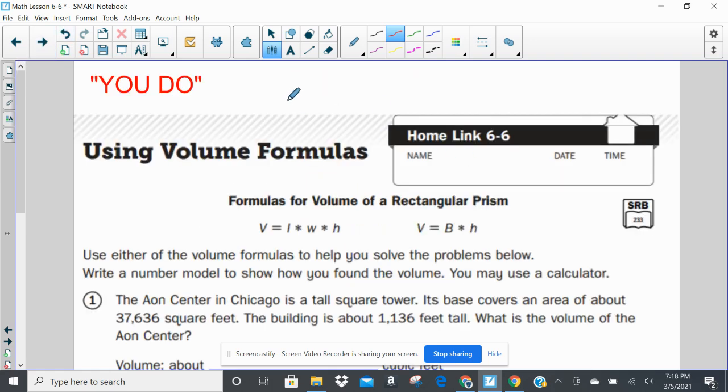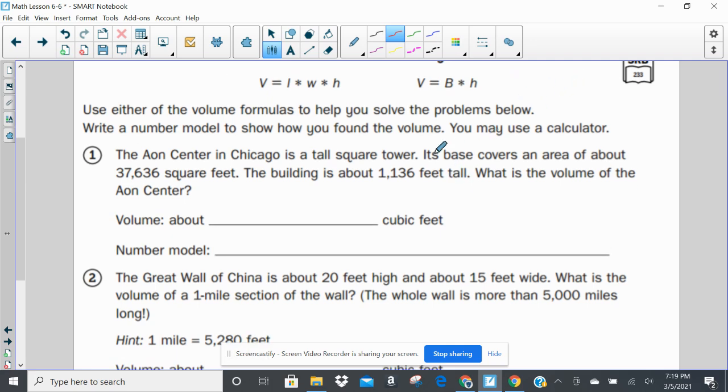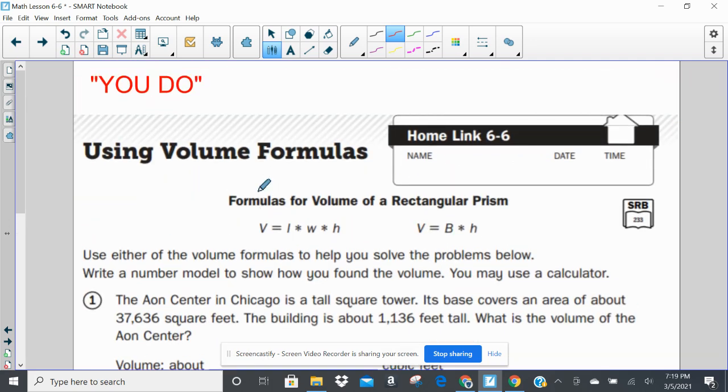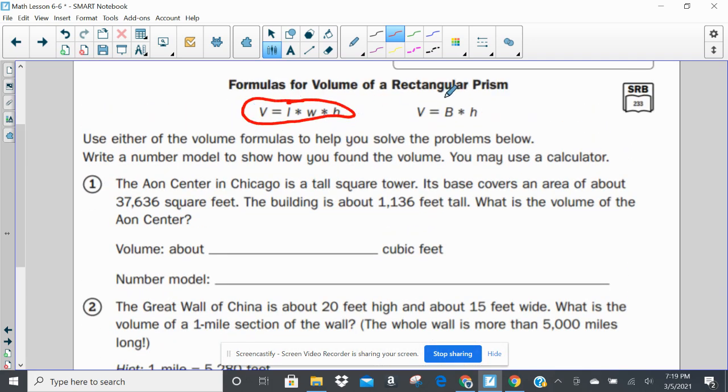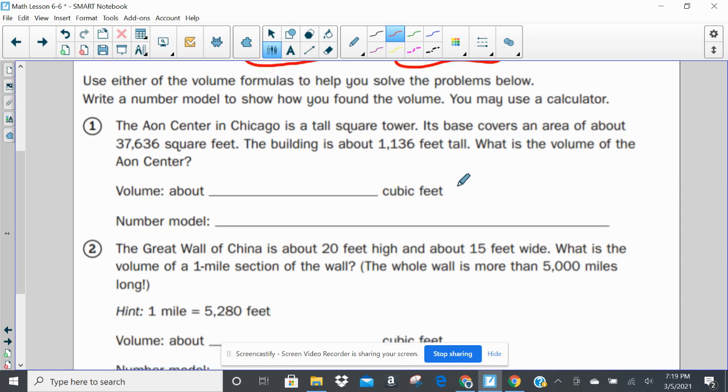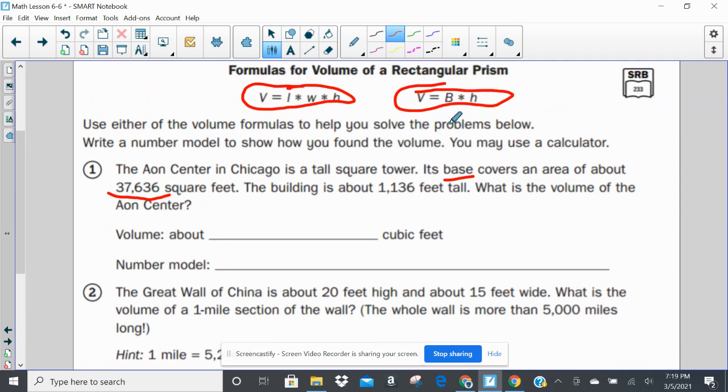If that is too hard for you today, let's just go ahead and try our Do Today together, our home links, all right? So I know volume equals length times width times height, or base times the height. So for the first one here, we know that the Aon Center in Chicago is a tall square tower. Its base is 37,636 square feet. So that means we're going to use this formula, because that's the base, but the building is 1,136 feet tall. What's the volume?